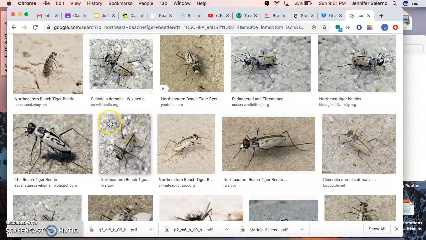One last thing I wanted to show you now that we finished this chapter is exactly what a Northeast Beach Tiger Beetle looks like that she's researching. And these are all different pictures that I have up of that beetle. So I just wanted to be able to show you so you could get a picture of it. It is a real beetle. It is in danger. These are all real things that she's talking about. So I just wanted you to have a picture to go along with the words.